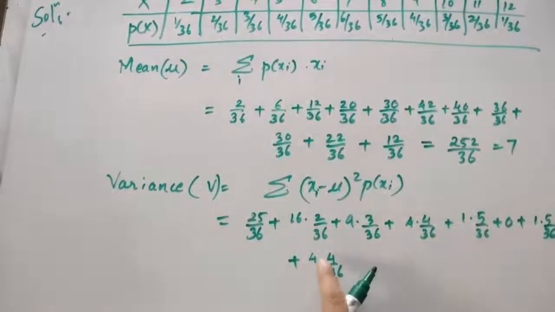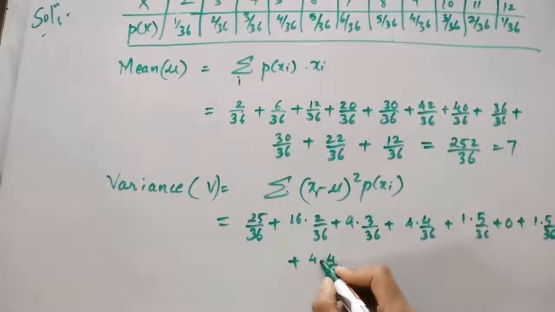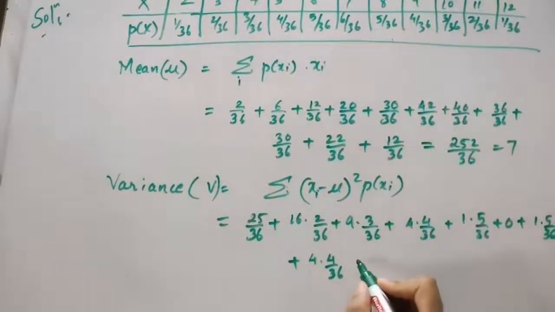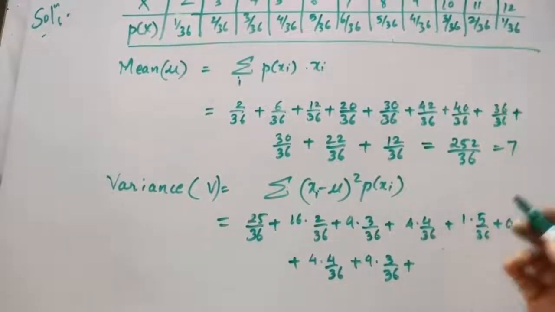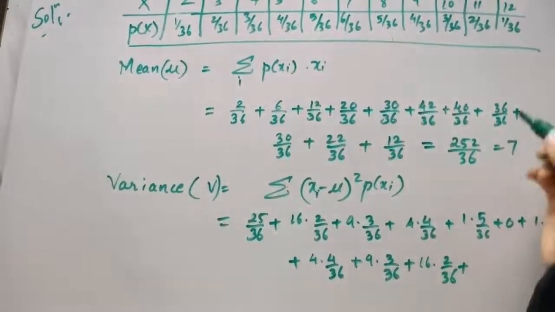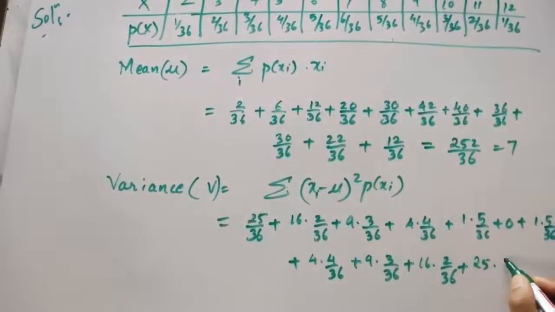Now let's continue further with this. Yes, 4 into 4 by 36. We had completed till 9, I guess, right? Now 10 minus 7, it's 3. 3 whole square is 9 into 3 by 36. Plus further 11 minus 7 is 4. 4 whole square is 16 into 2 by 36. Plus lastly 12 minus 7 is 5. 5 whole square is 25 into the respective probability, 1 by 36. So these are all the numbers which you end up with.